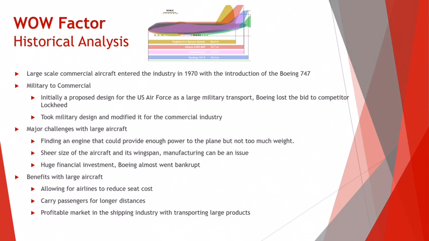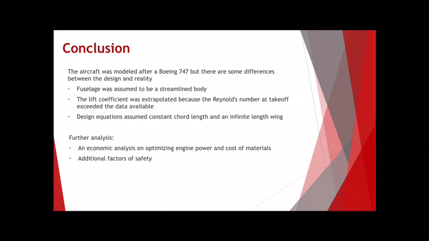It allowed for airlines to reduce seat cost, carry passengers for longer distances, and a profitable market when it came to transporting large products. While this design was modeled after a Boeing 747-8 aircraft, there are some differences between our design and reality. In our assumptions, the fuselage was assumed to be a perfectly streamlined body.